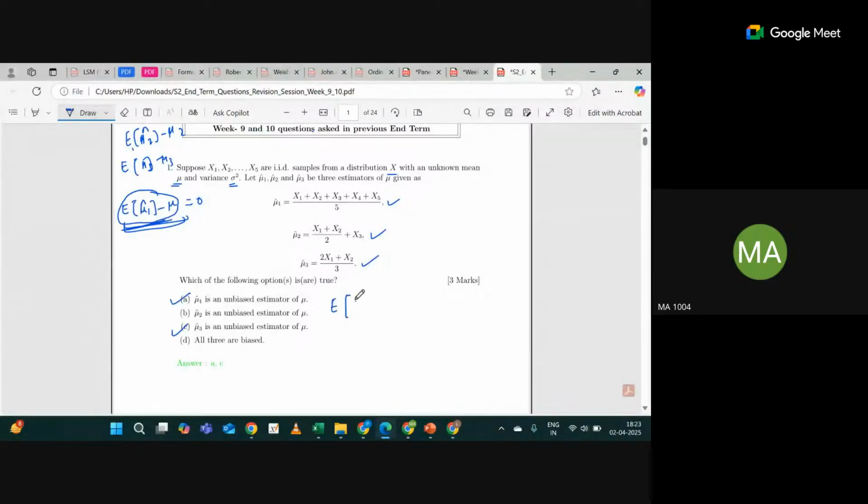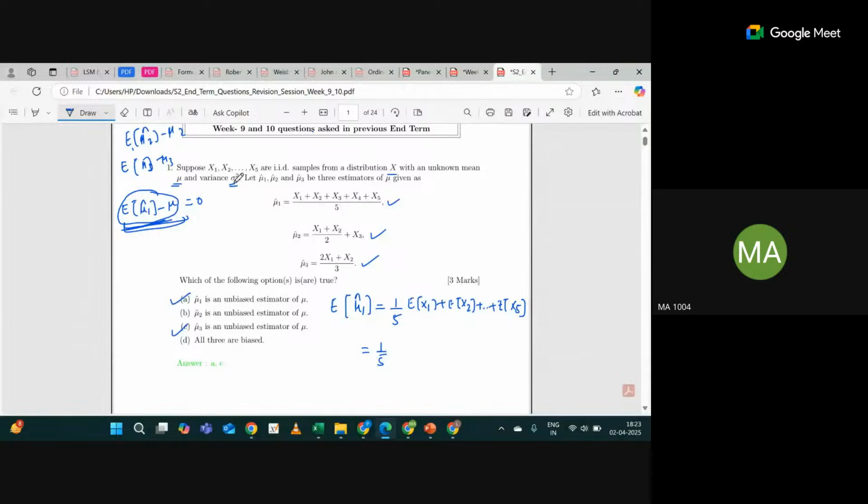So expected value of mu1 hat minus mu. Okay, let's do it like this. First of all, let's calculate expected value of mu1 hat. If you calculate here, then what you will get: 1 upon 5 you can take outside. It will be expected value of x1 plus expected value of x2 plus expected value of x3, and so on, plus expected value of x5.